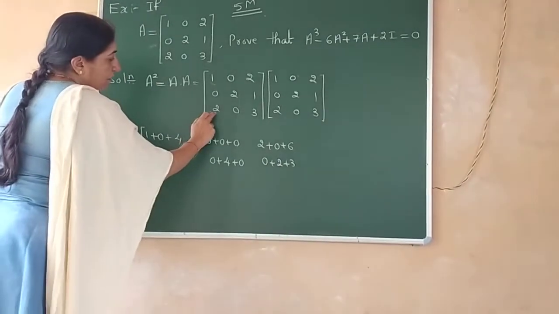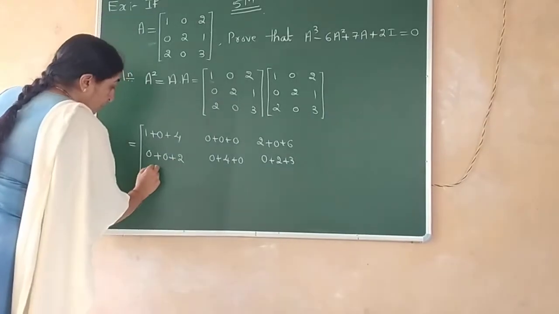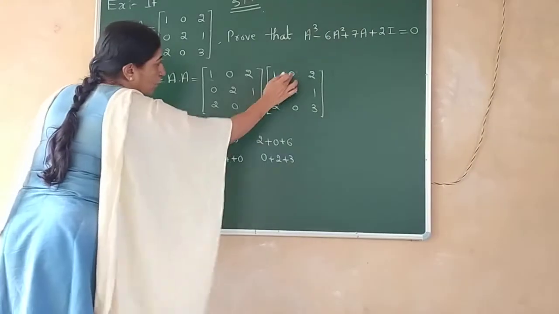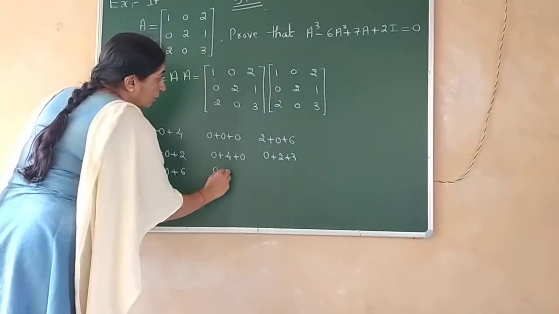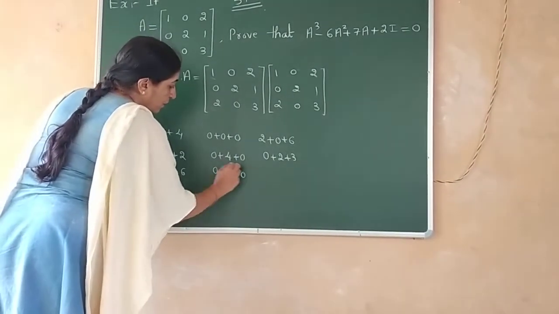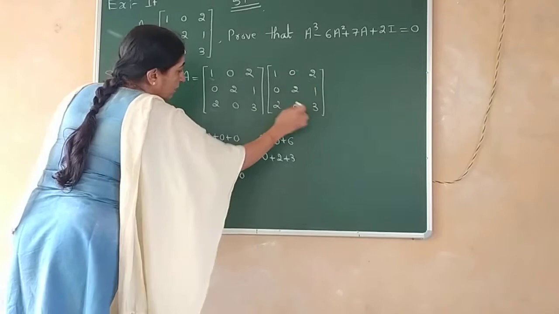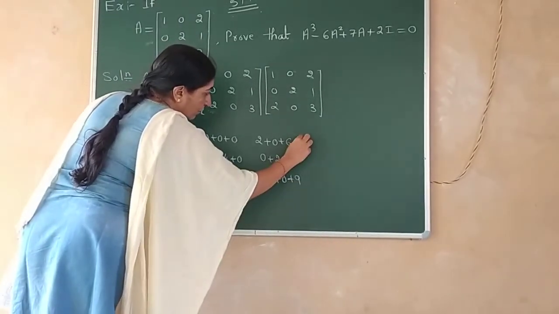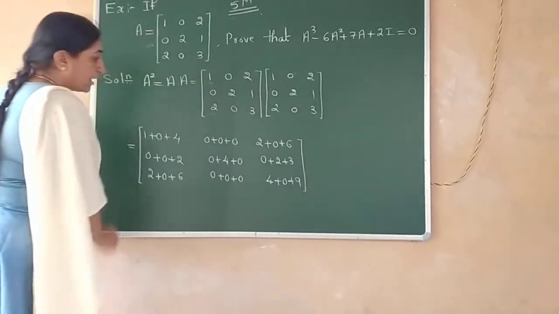Then what about the next? Third row with first column: 2 plus 0 plus 6. Then third row with second column: 0 plus 0 plus 0. Then third row with third column: 4 plus 0 plus 9. Already you are familiar, that's why I am writing directly.